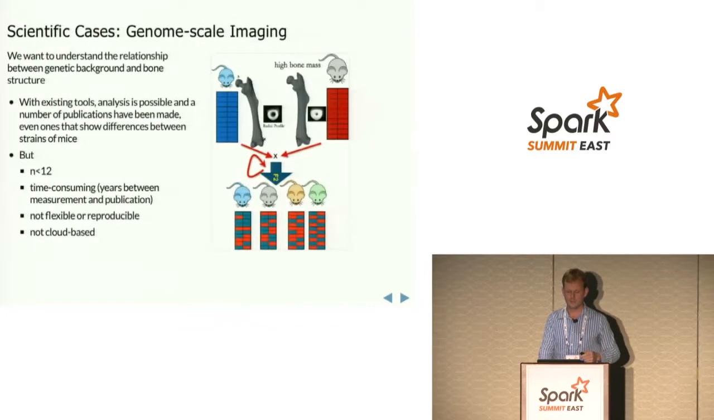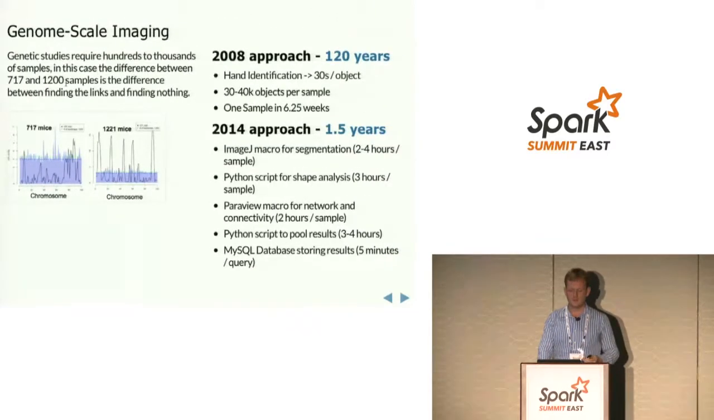And yeah, you can watch the rest of that movie on the website, and I think it's on YouTube as well if you're interested. So now looking at the scientific cases, one of the projects we did was genome-scale imaging, where you're trying to understand the link between the genotype or the genetic background and the structures inside of it. And there have been studies before, but they're really small, very time-consuming, and not really flexible or reproducible. So when you look at projects of this scale, it's quite important to have lots of samples. This is the result you get with 700, and this is the result with 1200. And from that, it's pretty clear that with only 700 you wouldn't have any signal from your data; you really need to get up to 1200 or beyond to get a useful result.